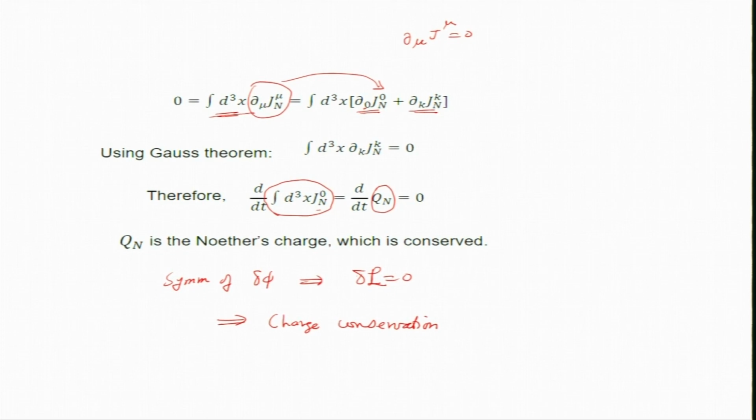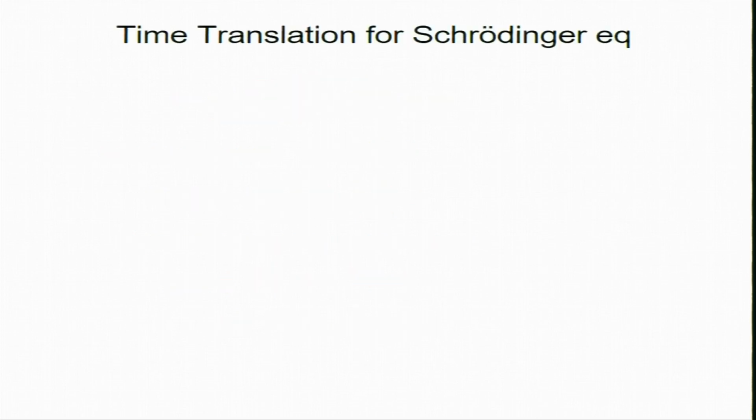Okay, clear? So let us do some examples. I will give you 4 examples. First, time translation for the Schrodinger equation. We can do it for the Dirac equation and for Klein-Gordon, but let us illustrate with the Schrodinger equation. So I give you the Lagrangian of the Schrodinger equation. That was the motivation why we were deriving the Lagrangian for the Schrodinger equation.